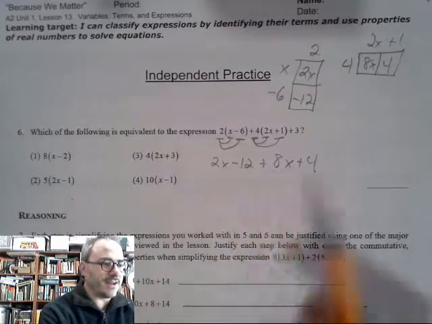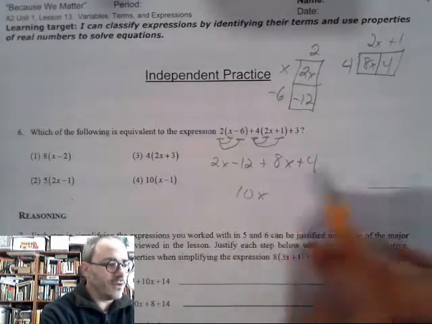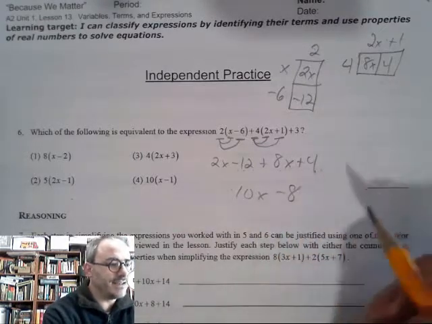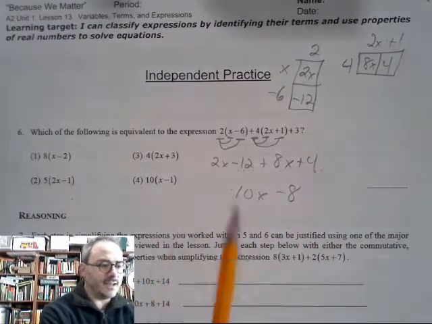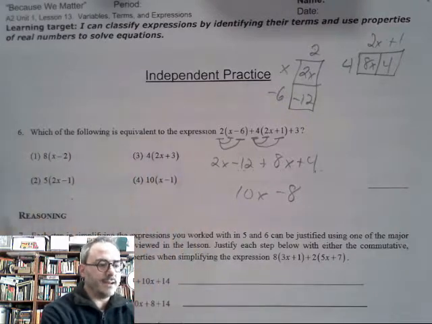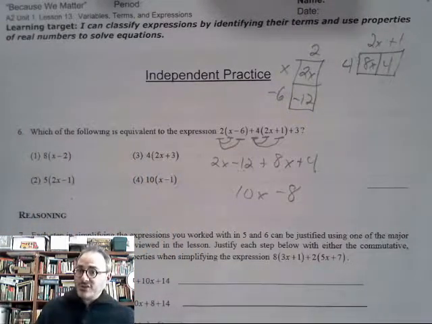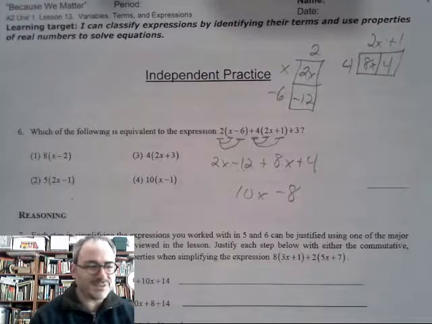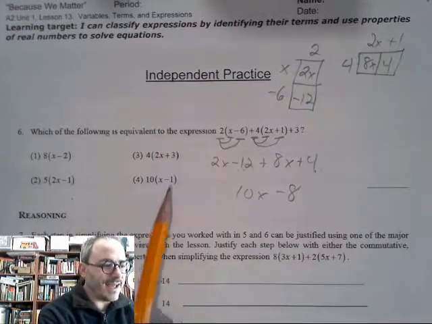All right. Now we're going to add our like terms. We have 10x. We combine our like terms. Negative 12 and 4 is negative 8. And none of these look like my answer. Oh no. What do I do? Do I give up? Or do I think, how can I make this work?